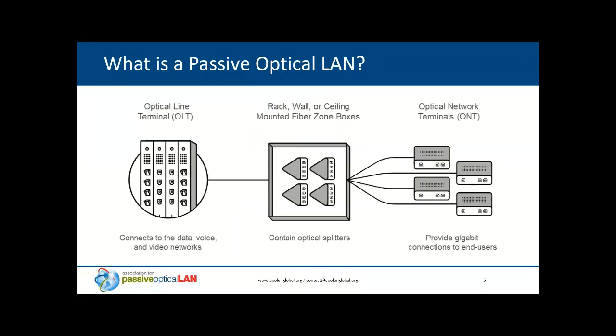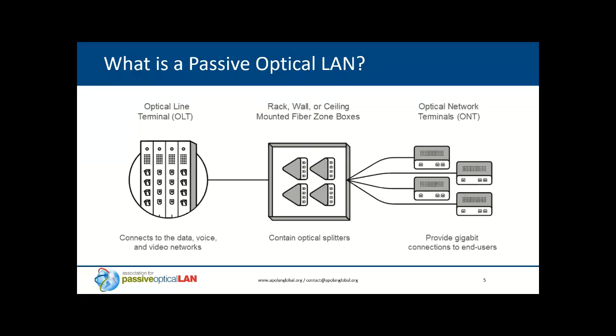So what you're seeing here is a simple diagram showing the components of a passive optical LAN. On the left side of the screen, we have our optical line terminal, or our OLT, and that's going to go at the head end of our network in a data center or an MDF, somewhere in the core of the network. And that OLT is going to have standard network connections coming into it, standard Ethernet connections at 1 gig, 10 gig, 40 gig, whatever your network dictates.